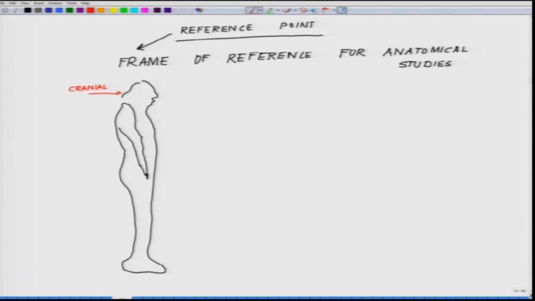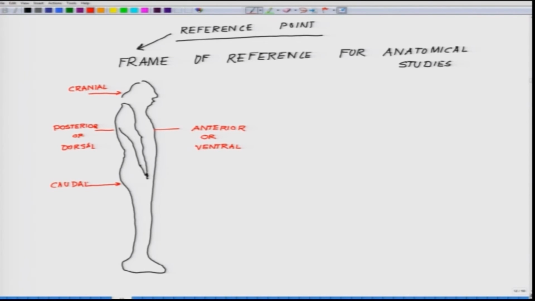Okay. The front of your body is called the anterior or ventral part of the body. The back of your body is called the posterior or the dorsal part, and the lower part is called the caudal part of the body.